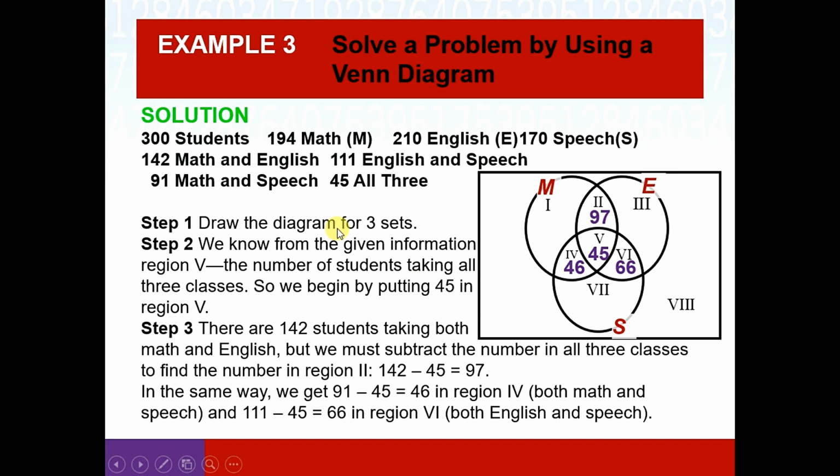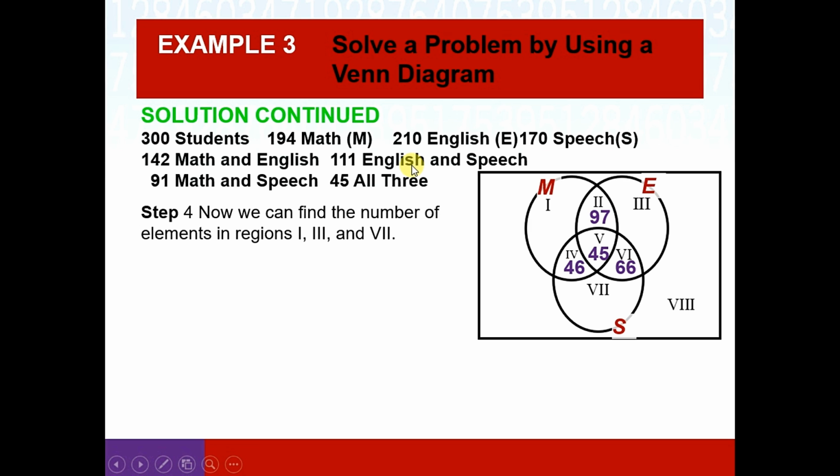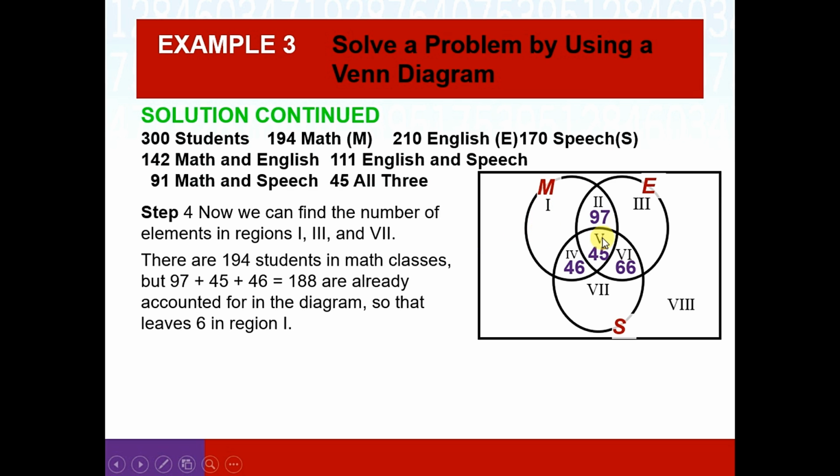Okay, now let's continue. Since our mathematics is 194, our English is 210, and speech is 170, then what we will do is, first, we will add 97, 45, and 46, and then the answer of that one will be subtracted to our total math, which is 194. So by adding 97, 45, and 46, we will get 188. And then that 188 will be subtracted from 194, giving us 6 students. Alright, so that is the value of people that are exclusive for math only.